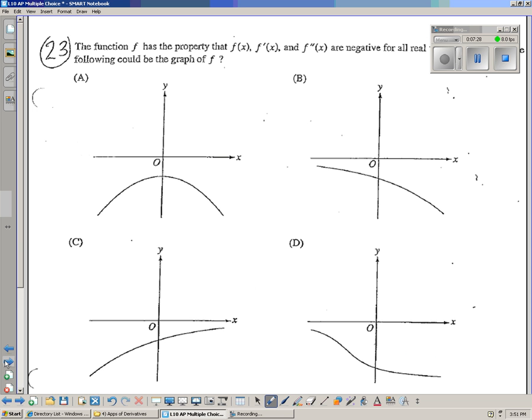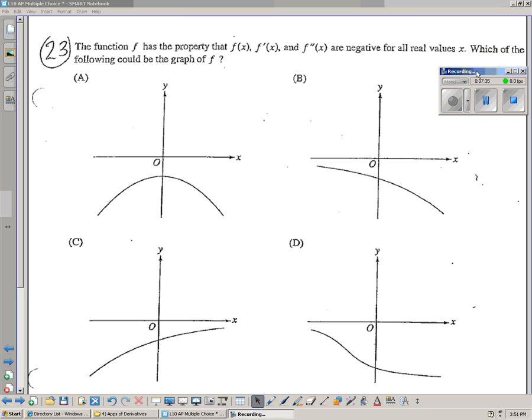All right, number 23. The function f has the property that f of x, f prime of x, and f double prime of x are all negative. If f prime of x is negative, that means f is decreasing. If f double prime of x is negative, that means f is concave down. So if we draw our concave down curve for a moment, we want the decreasing portion of it. So I want this portion of it.